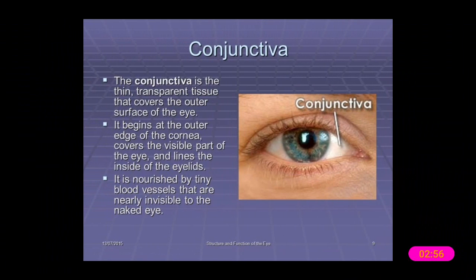Conjunctiva. The conjunctiva is a thin, transparent tissue that covers the outer surface of the eye. It begins at the outer edge of the cornea, covers the visible part of the eye, and lines the inside of the eyelids. It is nourished by tiny blood vessels that are nearly invisible to the naked eye.